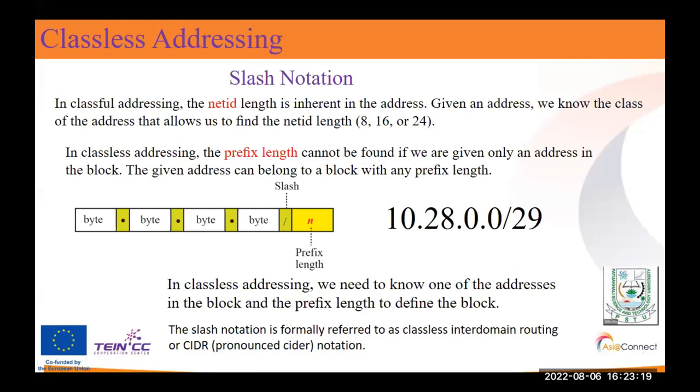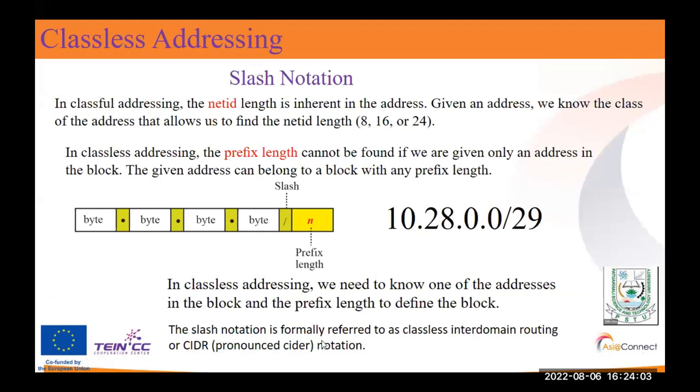When you take any IP block from your ISP, they must give you the prefix length. In classless addressing, we need to know one of the addresses in the block and the prefix length to define the block. Then you can calculate the first address, the last address, and how many hosts can be connected in that block. We'll see some examples about this, and then I think it will be clear to you.